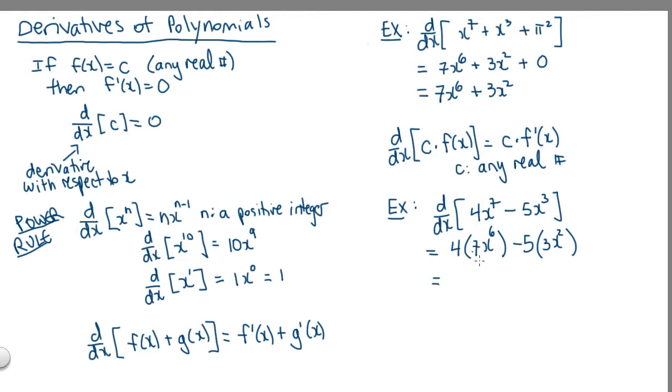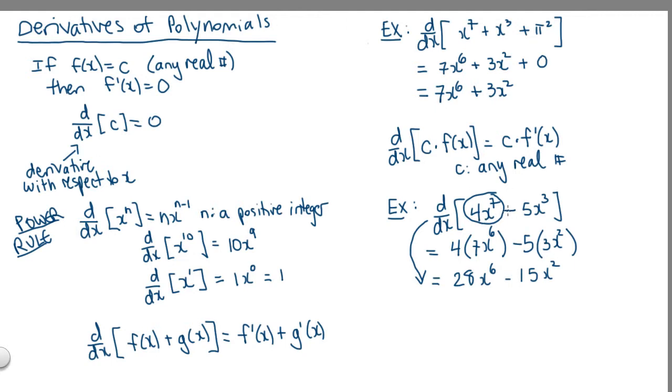Okay, now if we simplify this a little bit, we've actually got 28x to the 6 minus 15x squared. And this might actually suggest a way of speeding up this calculation a little bit. If you look at what happened here, when we bring that 7 down in front from taking the derivative of the 4x to the 7, that 7 really just gets multiplied with a 4.